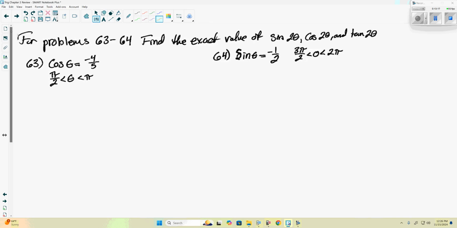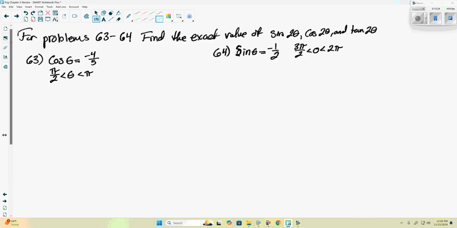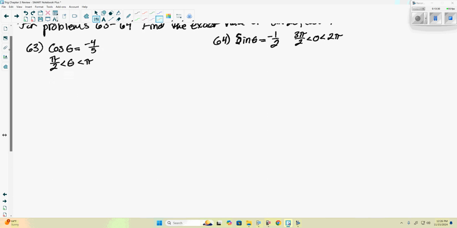63 or 64, which one do we want to look at? 63. For problems 63 to 64, find the exact value of sine of 2 theta, cosine of 2 theta, tangent of 2 theta. And we're told that cosine is negative 4/5. And our angle is between pi over 2 and pi. So if it's between pi over 2 and pi, we're over here in the second quadrant for our angle theta.